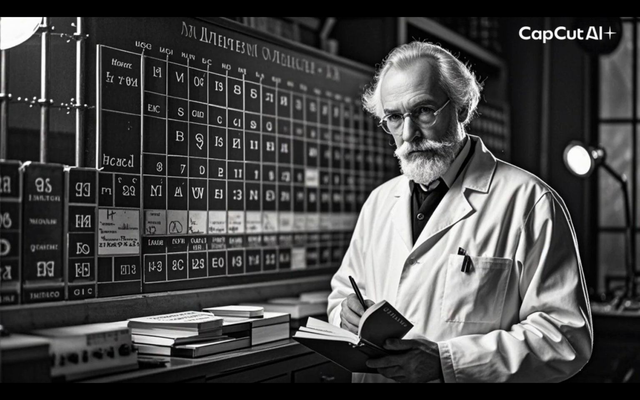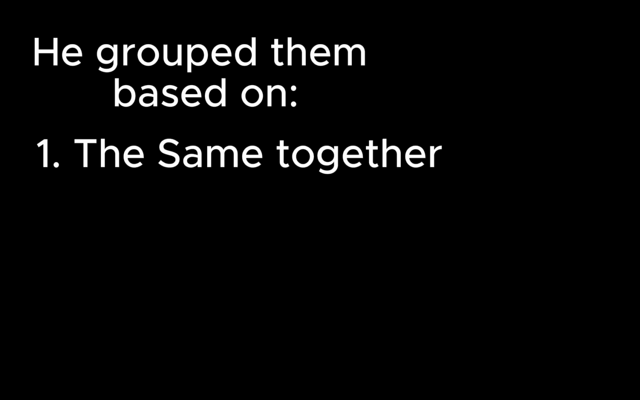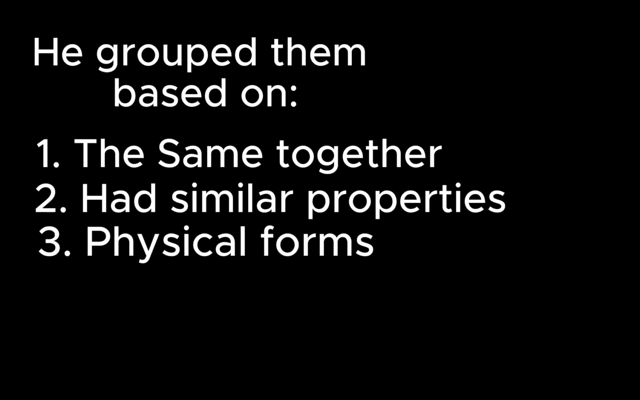In 1869, a scientist named Dmitri Mendeleev made the first version of the now common periodic table. He grouped elements that acted the same together, had similar properties and physical forms, and even guessed some that had not been found yet. This is how we read the periodic table properly.